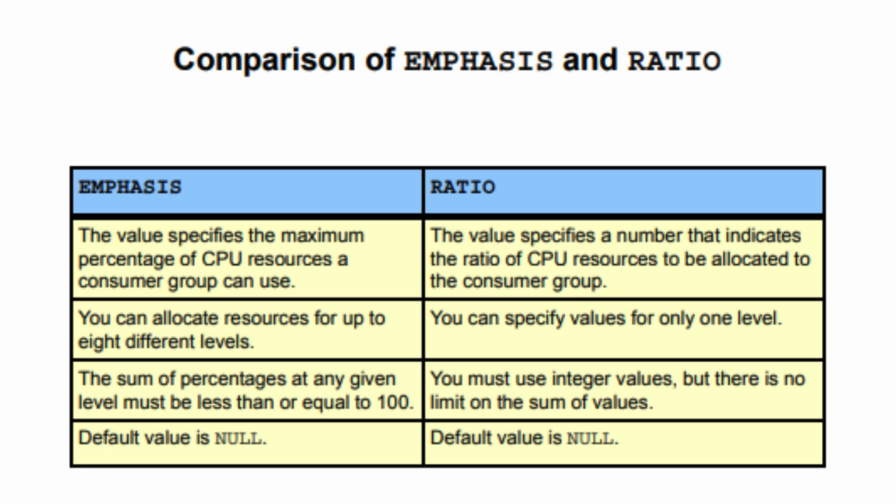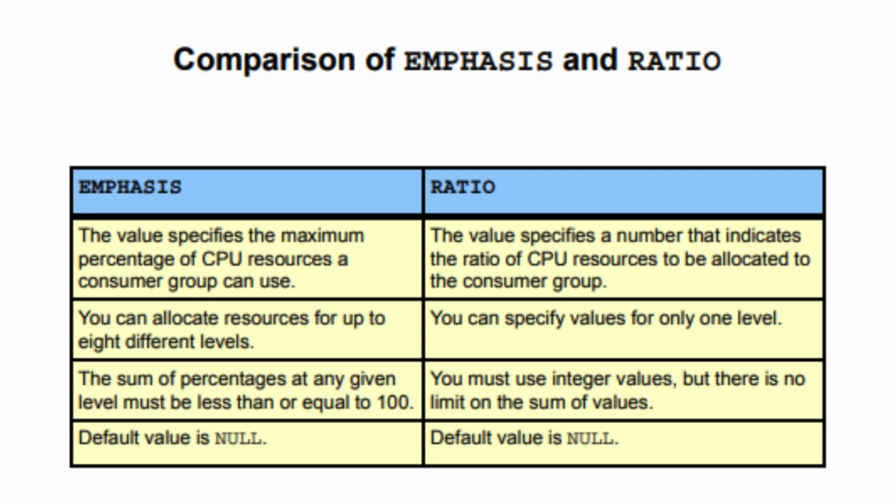The CPU allocation method emphasis determines how much emphasis is given to sessions in different consumer groups in a resource plan. CPU usage is assigned levels from 1 through 8, with level 1 having the highest priority. Percentages specify how to allocate CPU to each consumer group at each level. The following rules apply for the emphasis resource allocation method. CPU resources are distributed at a given level on the basis of the specified percentages. The percentage of CPU specified for a resource consumer group is a maximum for how much that consumer group can use at a given level.